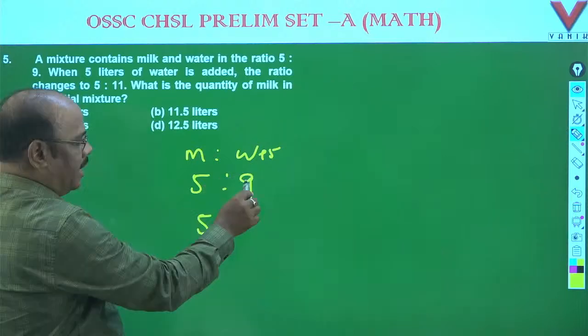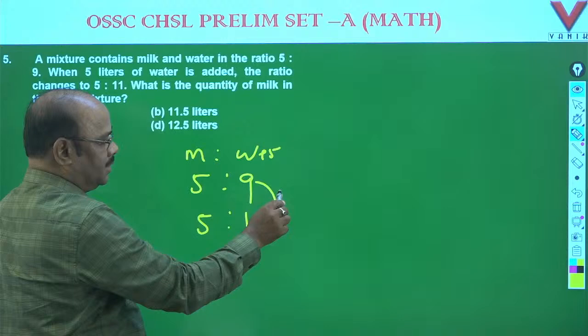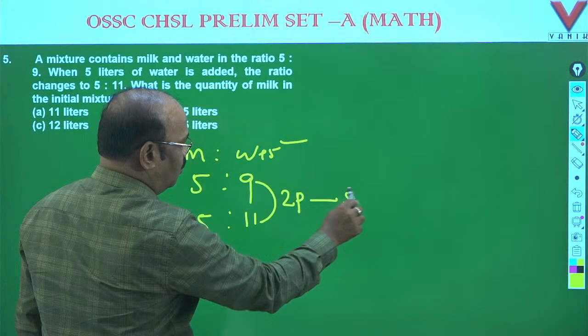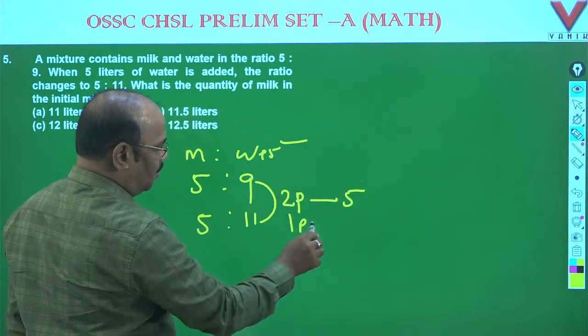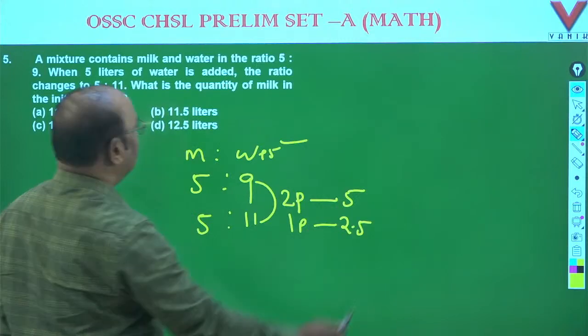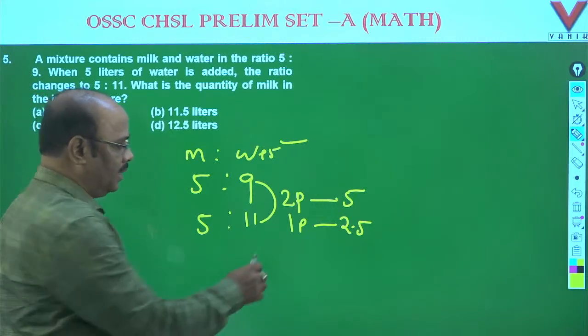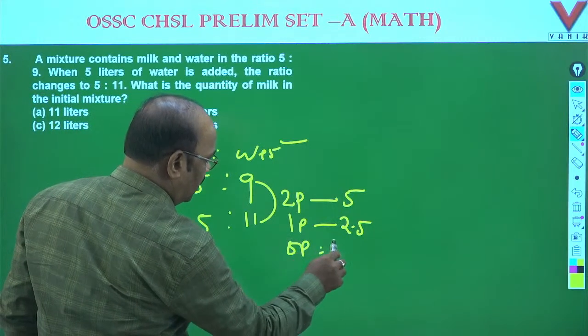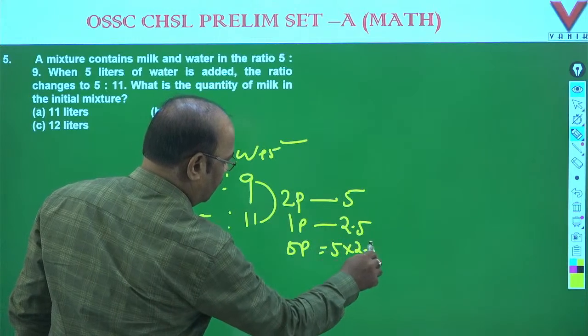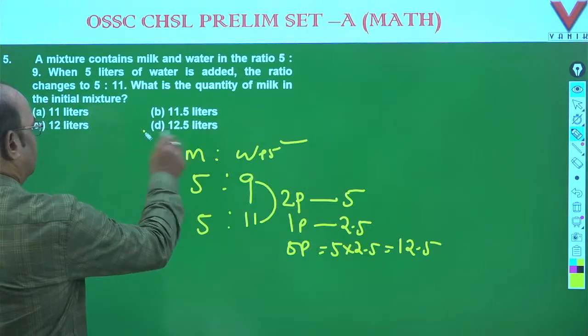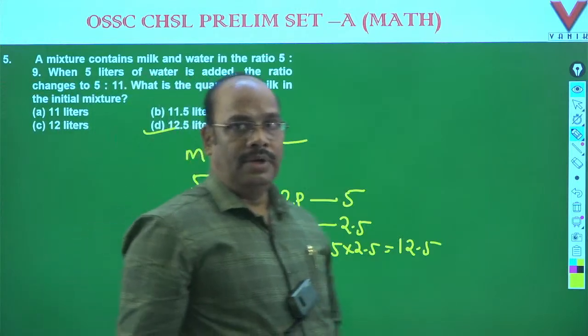So 9 parts became 11 parts, that means 2 parts increase, and that 2 parts value is 5 liters. So 1 part is 2.5 liters. The question is what is the quantity of milk in the initial mixture? The initial mixture has 5 parts milk, so 5 into 2.5 becomes 12.5 liters. Option D is the answer.